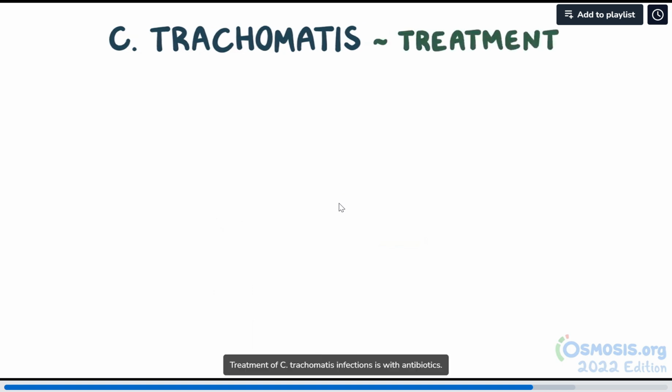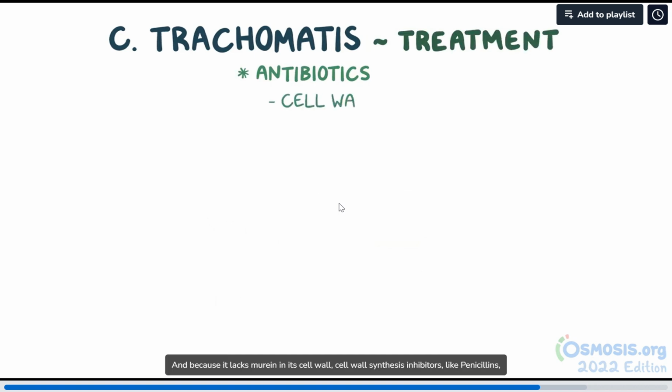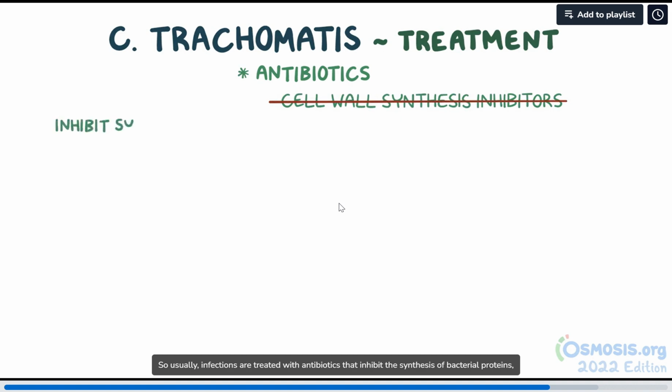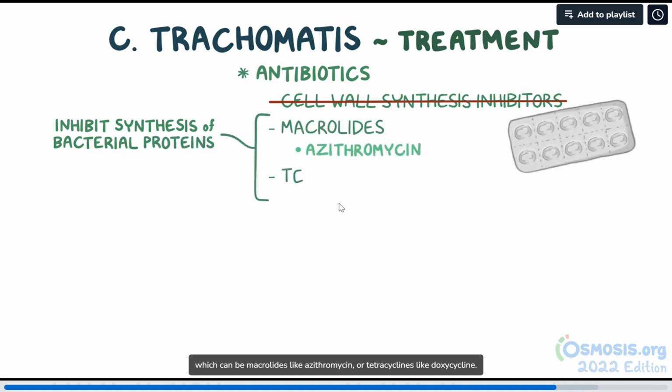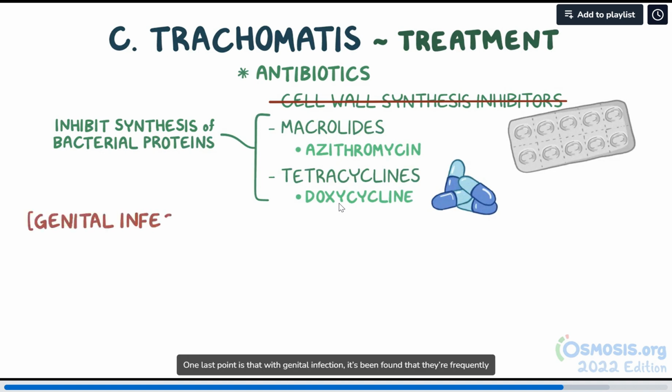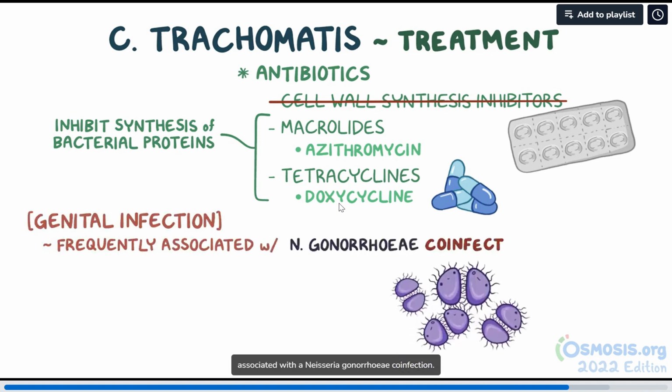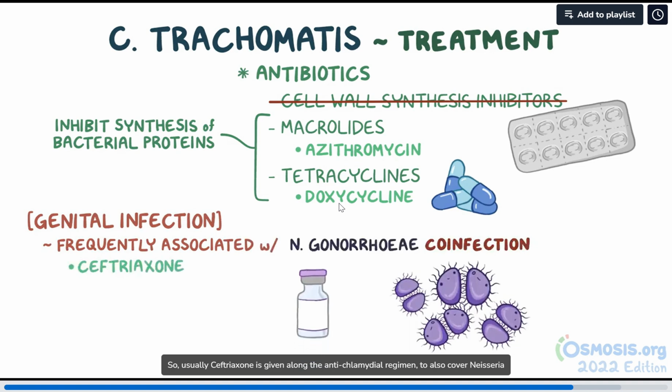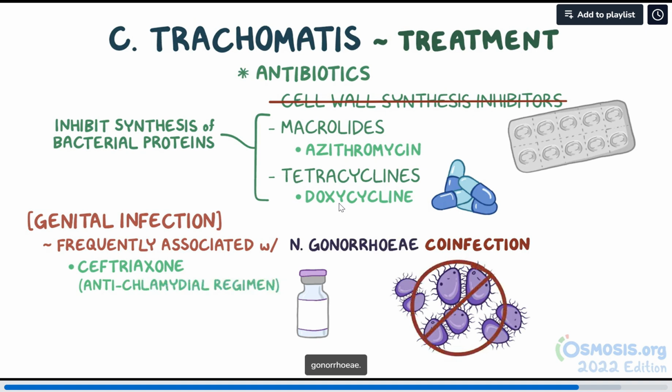Treatment of C. trachomatis infections is with antibiotics, and because it lacks murein in its cell wall, synthesis inhibitors like penicillins are not effective. So usually, infections are treated with antibiotics that inhibit the synthesis of bacterial proteins, which can be macrolides like azithromycin or tetracyclines like doxycycline. One last point is that genital infections are frequently associated with a Neisseria gonorrhoeae co-infection. So usually, ceftriaxone is given along with the anti-chlamydial regimen to also cover Neisseria gonorrhoeae.